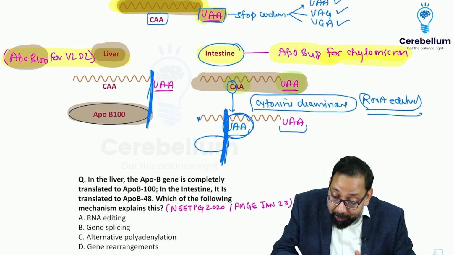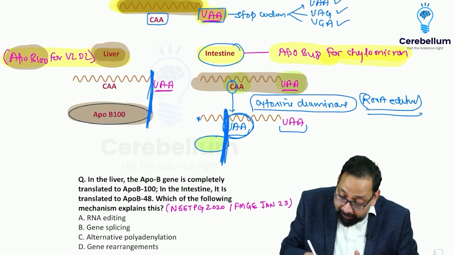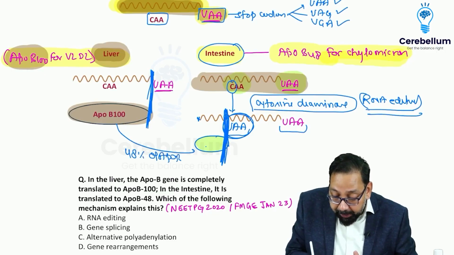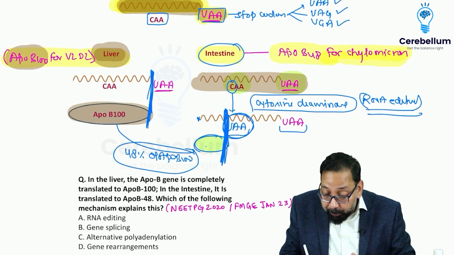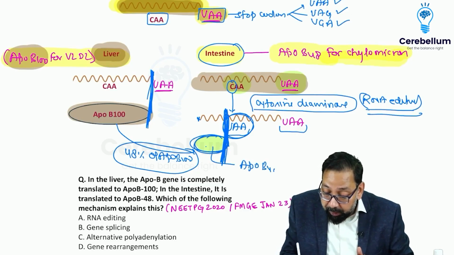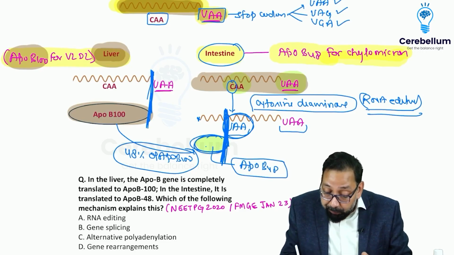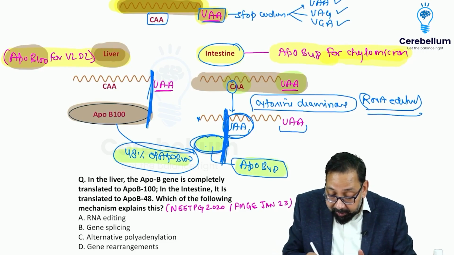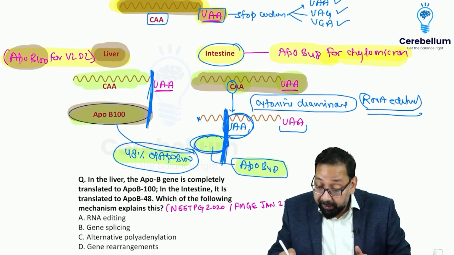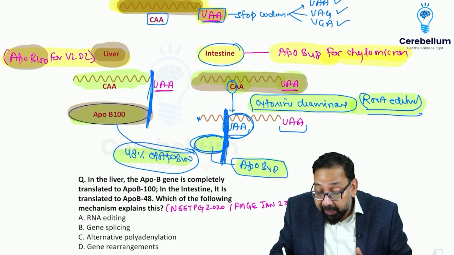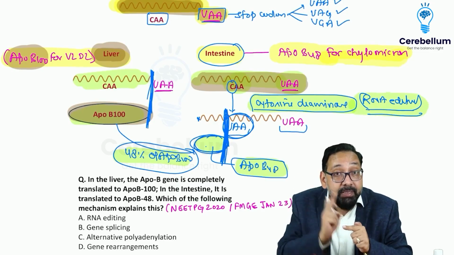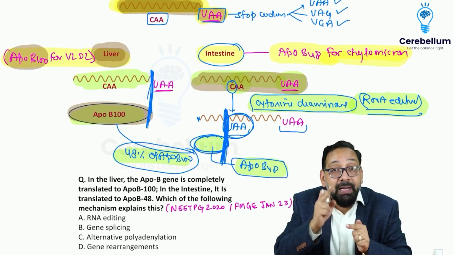And the resulting protein would be very small, and we found that the molecular weight of this protein was 48% of ApoB100. That's why it was called ApoB48. So I can say ApoB48 and ApoB100 are synthesized from the same messenger RNA. Yes, same messenger RNA. The only difference is this cytosine deaminase RNA editing. So ApoB48 is synthesized from the same messenger RNA as ApoB100 by RNA editing.